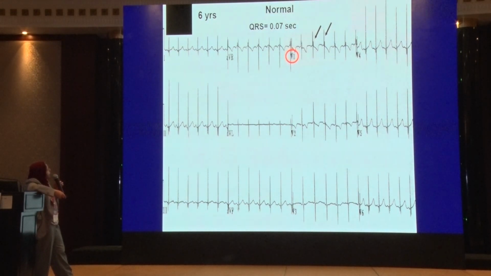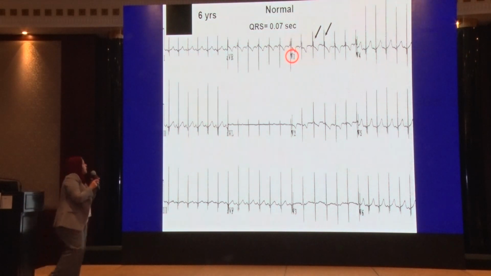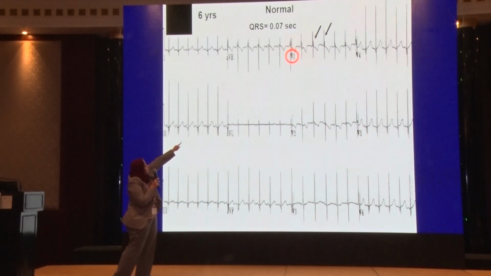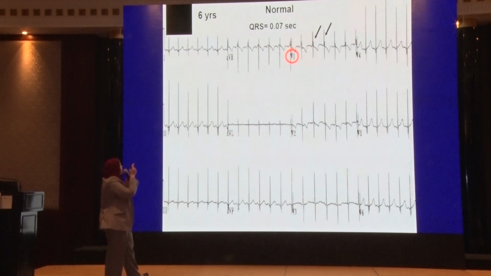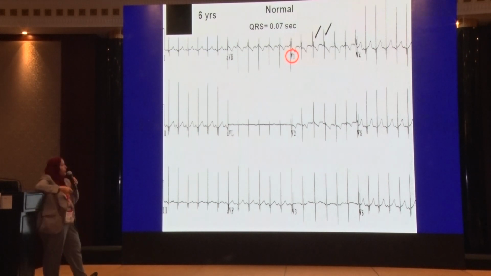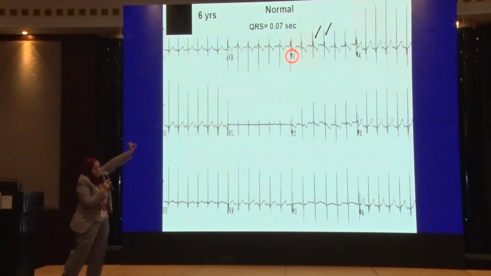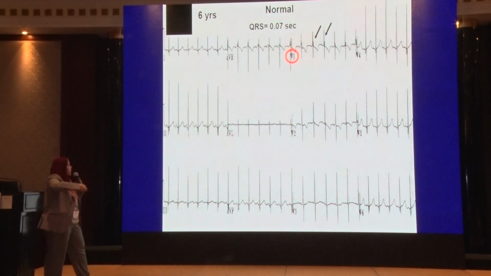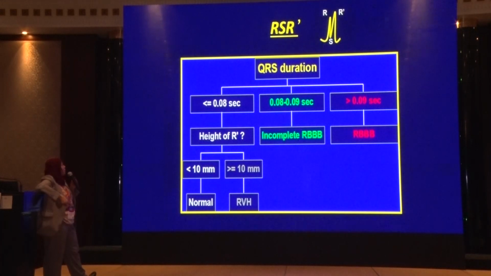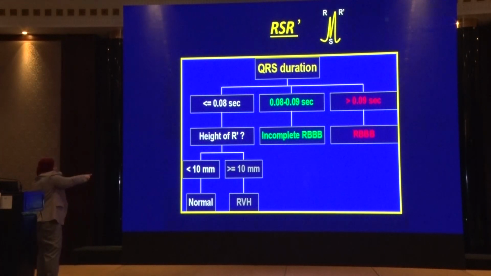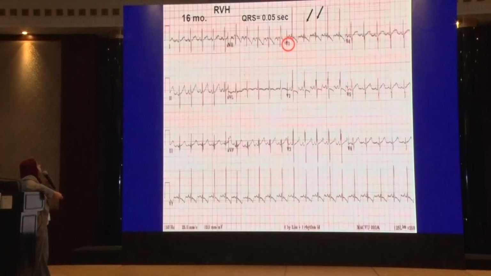Okay, so in this example, what do we have here? We have R, then we have S, then we have R dash. And the QRS duration, is it normal or abnormal? It's normal. So now I will look for the height of the R dash. Where's the R dash? It's very short, okay? So what is my patient? Normal, because the duration is normal and the height of the R dash is less than 10 millimeters.